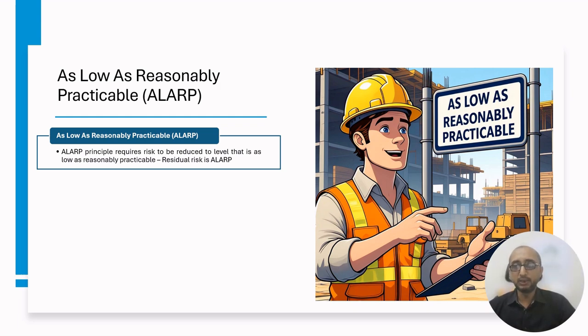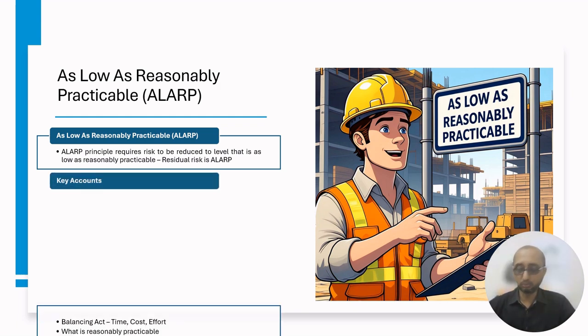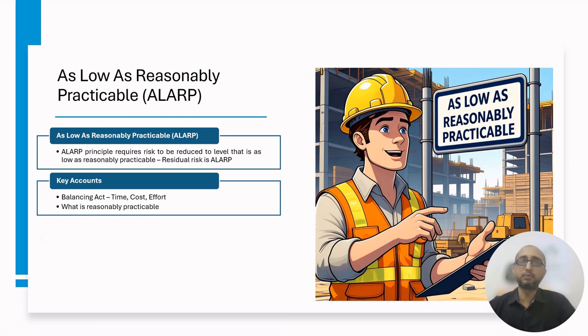So what does it say? Basically, it says that all the organizations must reduce their risk to the level which is reasonably practicable for them. So it is subjective. It varies from organization to organization as per their financial capacity and the nature of the activities. Let's look into the key concept of this. First of all, this is a balancing act between the benefits of the controls and the time, cost, and effort we put into them. And it is called reasonably practicable as it depends on the affordability factor of the organization.